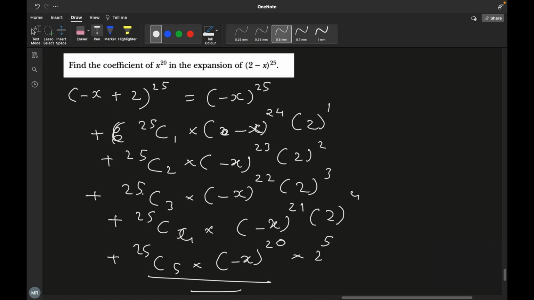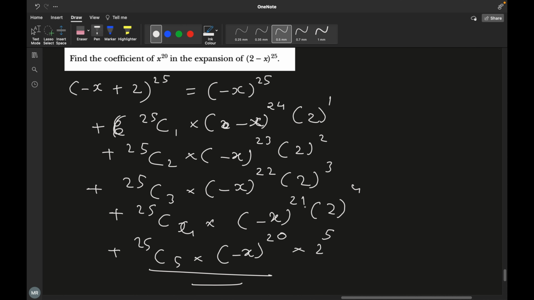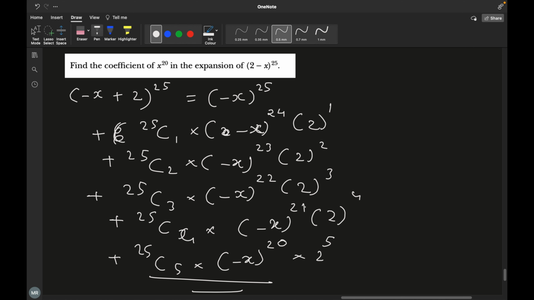If you look over here, 25 minus 3, that's 22. And then this is 3 and this is 3 also. When you add these two, you get 25. And that's how you can confirm your answer.